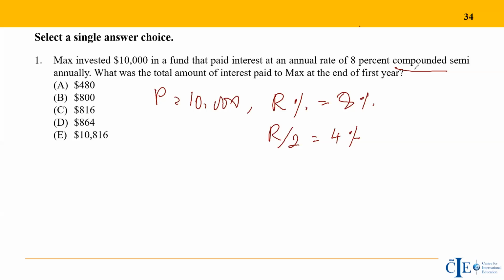So the only thing here is its annual rate is 8. Don't take it as half yearly. For half yearly, you have to take it by 2, which is 4%. We have to find the total amount paid at the end of the first year. So N is 1.